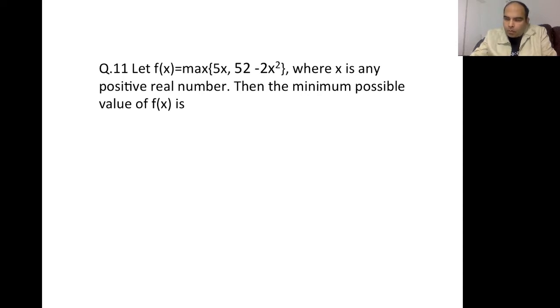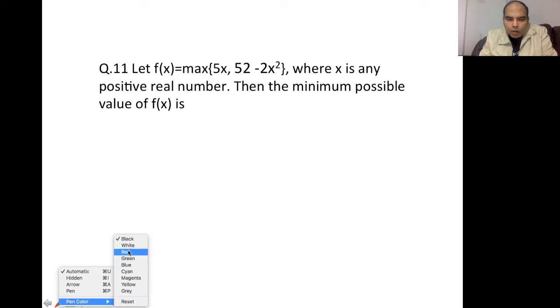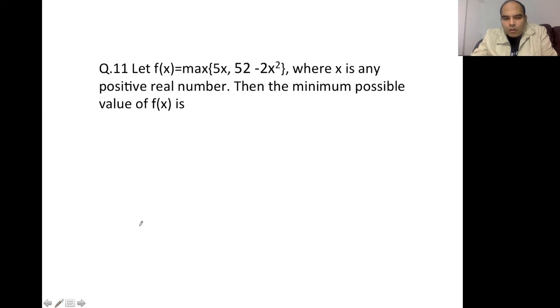The question is talking about 5x. See, this is a question whose structure has been used many times in the CAT. If you look through your last 10, 15 years of CAT papers, you'll find this structure being used at least 3, 4 times. Let's see what the question is talking about.